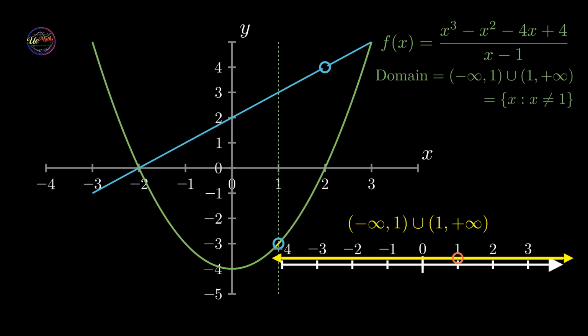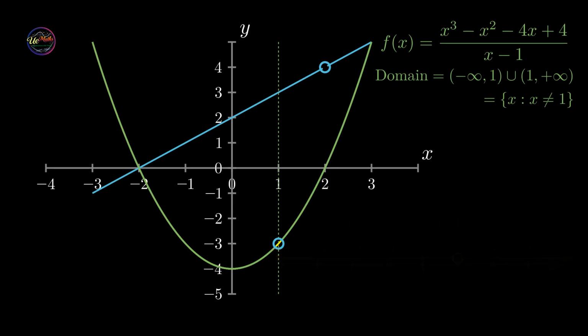The resulting factors are x minus 1 and x squared minus 4, and x minus 1 cancels with x minus 1 in the denominator. After cancellation, the function simplifies to f of x equals x squared minus 4, with the condition that x is not equal to 1. This means the graph is a parabola with a hole. That is a removable discontinuity at the point where x equals 1. The domain is all real numbers except x equals 1. Domain equals the union of the open interval from negative infinity to 1 and the open interval from 1 to positive infinity.